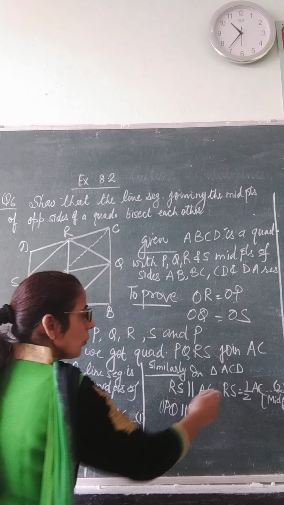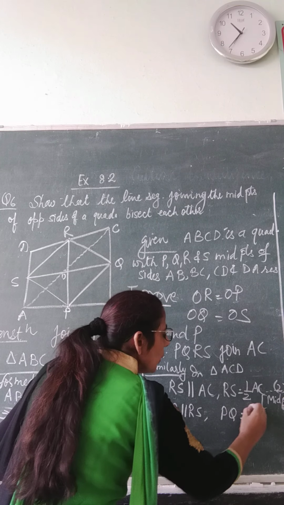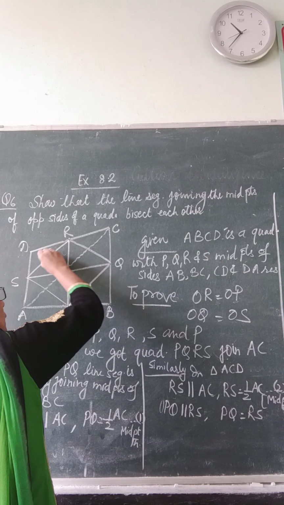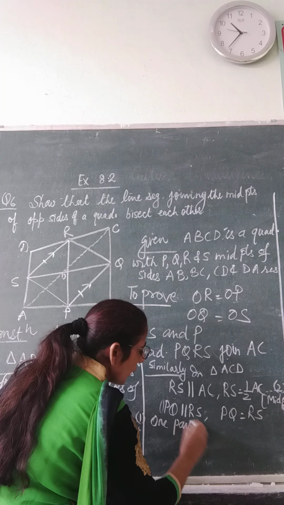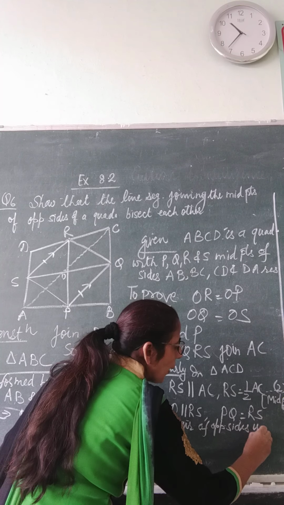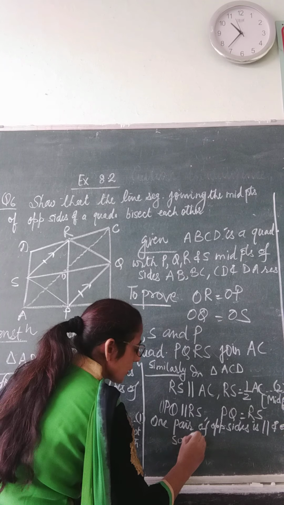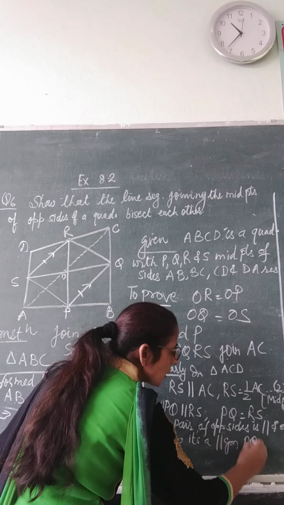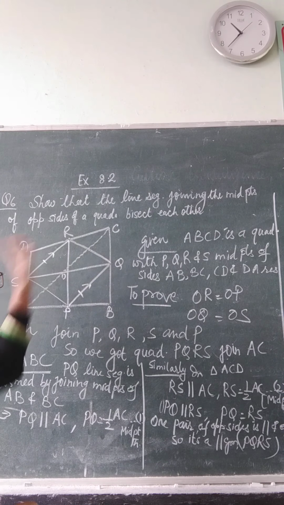PQ is equal to half of AC. RS is also equal to half of AC. So, PQ is equal to RS. Therefore, one pair of opposite sides is parallel and equal. So it's a parallelogram. So PQRS is a parallelogram. This is proved now. So we can directly say that diagonals bisect.